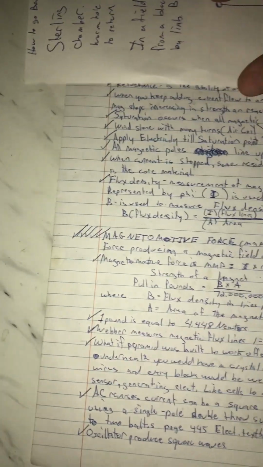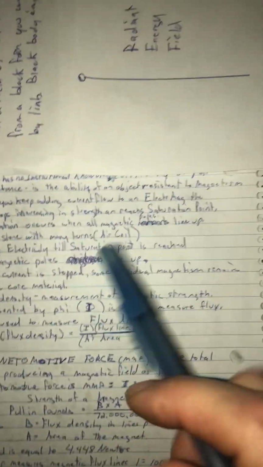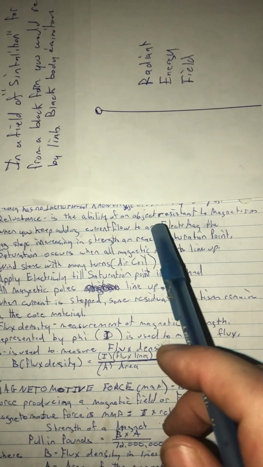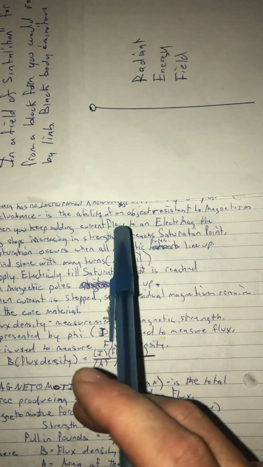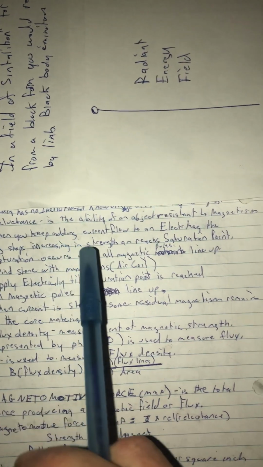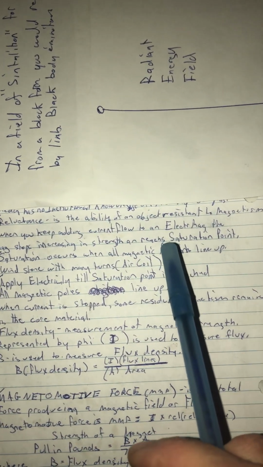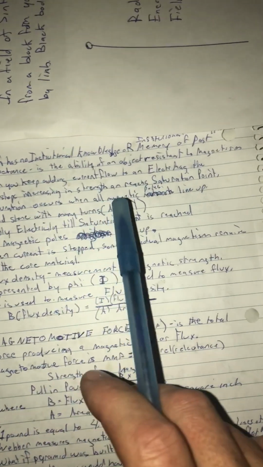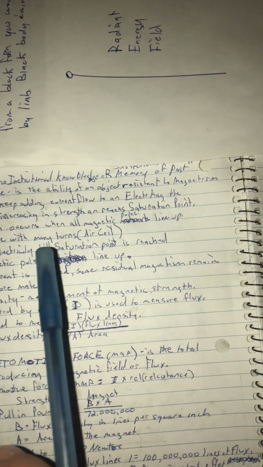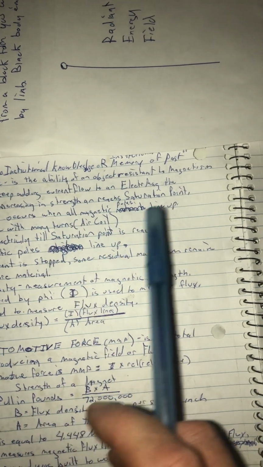So, reluctance is the ability of an object to resist magnetism. So, when you keep adding current flow to an electromagnet, the magnet stops increasing strength and reaches a saturation point. So saturation occurs when all magnetic poles line up.